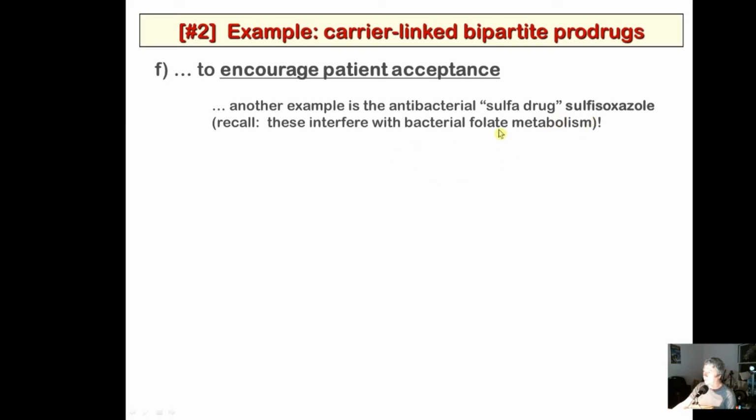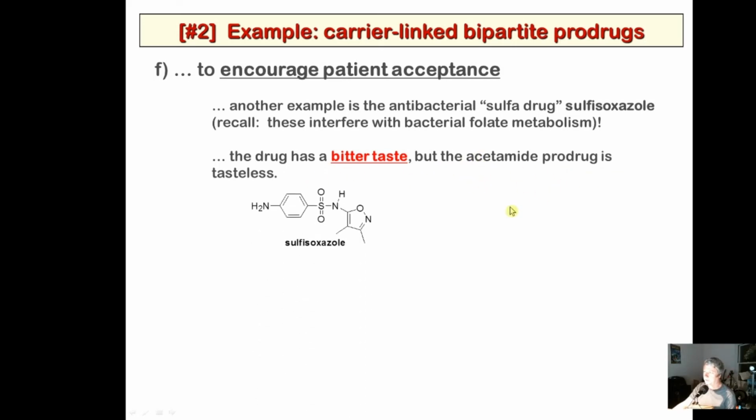Another example is the sulfadrug sulfisoxazole, and all the sulfadrugs, as you know, interfere with folate metabolism as an antibacterial mechanism. It has a bitter taste, whereas the acetamide is tasteless, which is kind of cool. So this is the sulfadrug, and simply having an acetate group on this nitrogen, a pretty easily cleavable amide linkage, gets rid of the taste issues. It's pretty crazy. This is readily cleaved by peptidases or amidases.